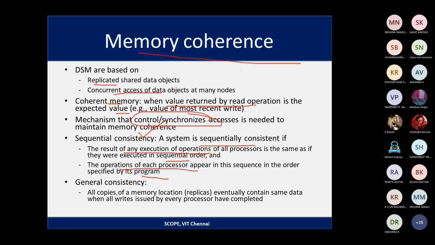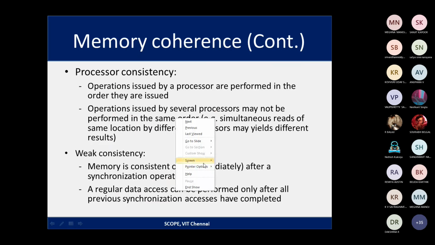Coming to general consistency, all copies of a memory location will eventually contain the same data when all writes issued by every processor have completed. Then coming to processor consistency, operations issued by a processor are performed in the order they are issued, and operations issued by several processors may not be performed in the same order. So if it is by the same processor, then it will be in order. If it is by different processors, then it need not follow the same order. That is processor consistency. Then coming to weak consistency.